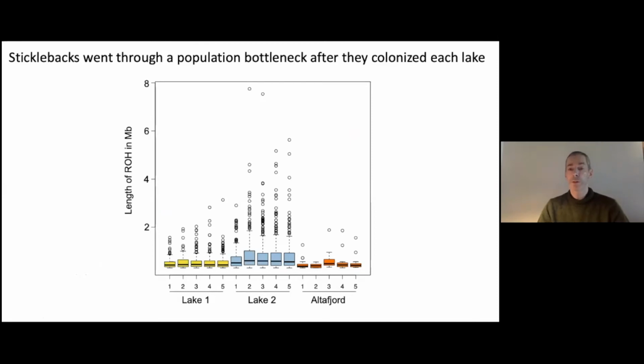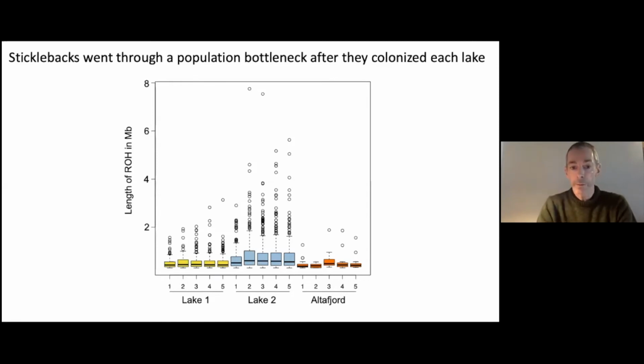We also looked at runs of homozygosity. So runs of homozygosity are essentially tracks of identity by descent, where you get identical haplotypes recombining in one individual, and they can be problematic. They can be sources of deleterious recessive mutations that have been harbored in heterozygous genotypes and then exposed in homozygous genotypes. So they're quite often associated with inbreeding depression.